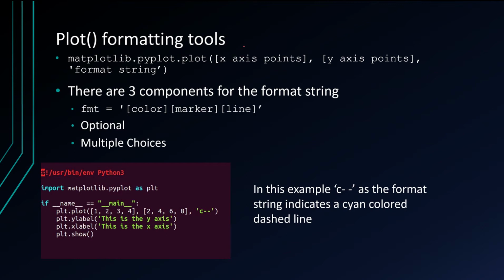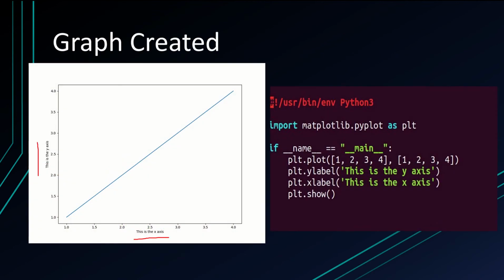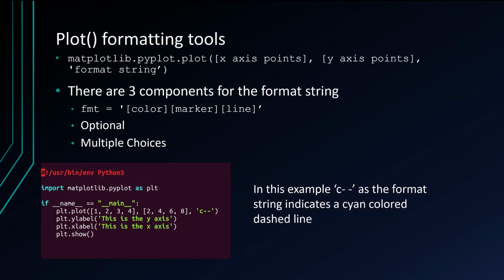So as we talked about before, the pyplot.plot function takes in a list of x-axis points, a list of y-axis points, and it does take in an optional format string. So as you can see with this first example, we did not put anything within the formatting string, so we got a defaulted blue line. But there are three components for this formatting string, which is the color, the marker, and the line. And all three are optional, and there are multiple choices for each.